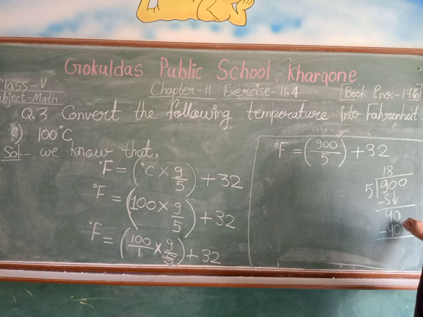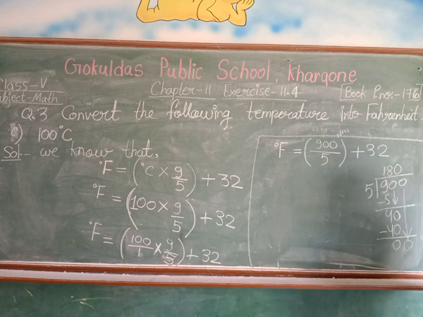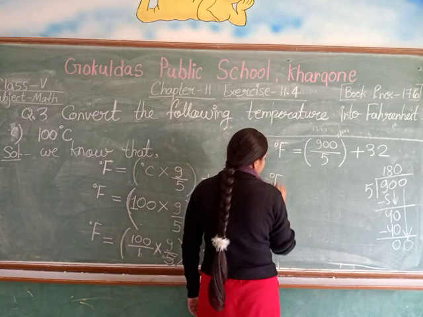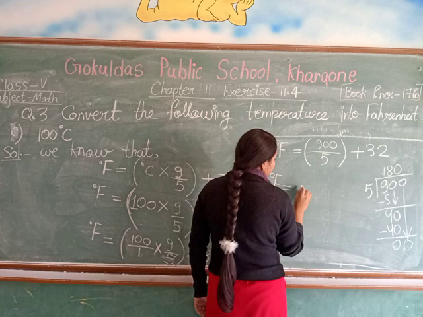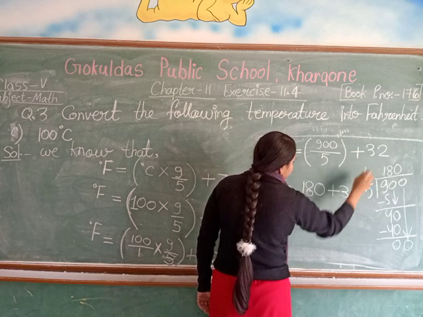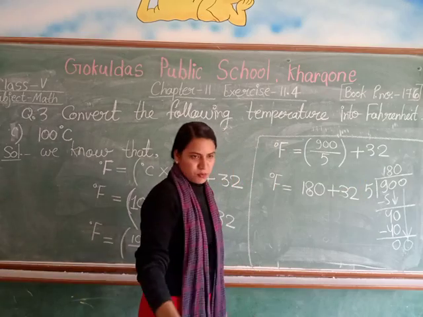Okay, now subtract this. 40 minus 40, 0 is remaining. Now this 0 will bring down here, as it is not divisible, so we need to put 10 here, right? So when we divide 900 by 5, what is our quotient? Our quotient is 180. Plus 32, don't forget to write this portion.